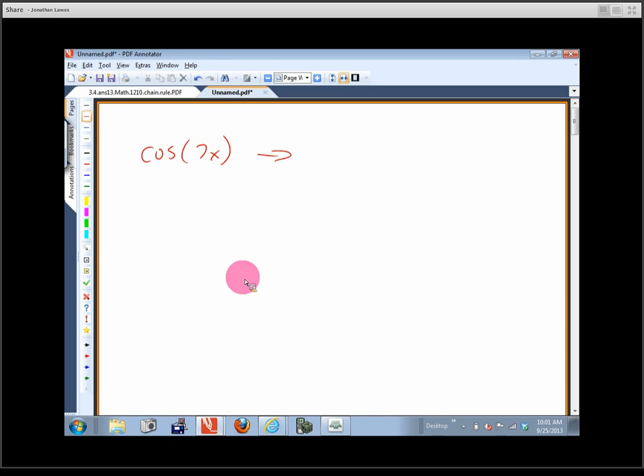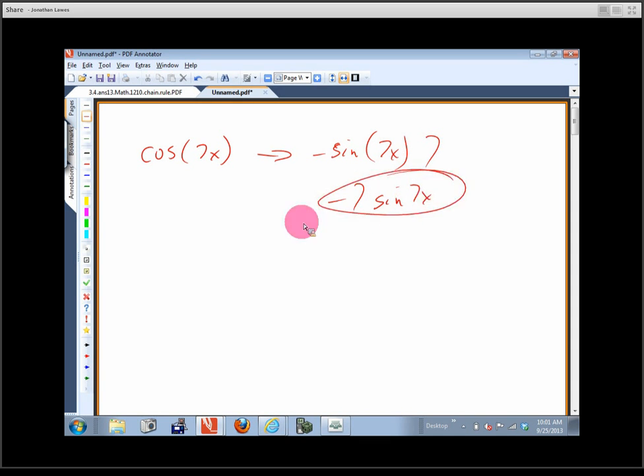Chain rule, right? It's a composite function. Chain rule says we find the derivative of the outside. Outside function is cosine, so that's going to be negative sine. Leave the inside alone, times the derivative of the inside. So this would be negative 7 sine 7x if we wrote it like that, right? Okay.